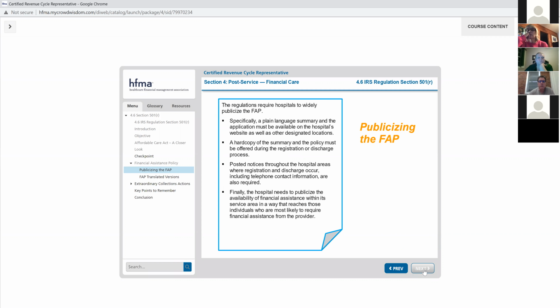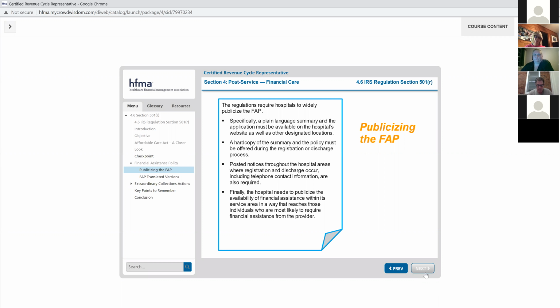Another part of the policy is it has to be publicized widely. There are 4 areas. It has to be in plain language, summarized in plain language, and must be available on the hospital's website. Christy just mentioned that earlier. A hard copy must be given to each patient either during registration or upon discharge. Notices must be posted throughout the hospital areas where registration and discharge occur, and it has to be publicized and available within service areas. So it has to be readily available within the institution.